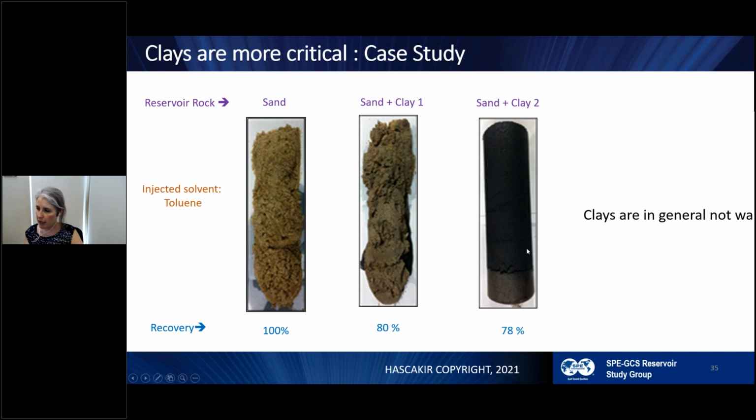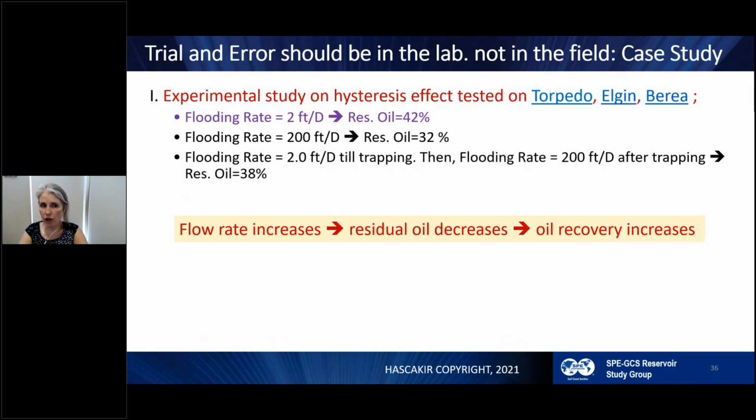So while we are approaching miscible processes, we will look into the phase diagram, but at the same time we need to look into their interaction with the reservoir rock. The trial and error should be done only in the laboratory, not in the field, because the consequences of these processes can be extremely catastrophic. So I will show you 3 case studies.